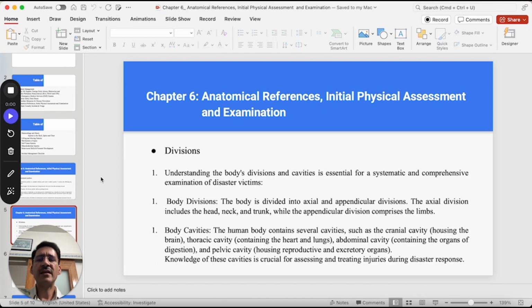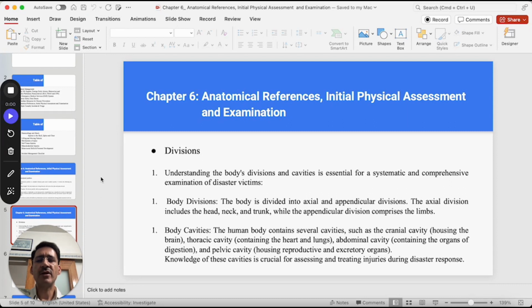Divisions. Understanding the body's divisions and cavities is essential for a systematic and comprehensive examination of disaster victims. Body divisions: the body is divided into axial and appendicular divisions. The axial division includes the head, neck, and trunk, while the appendicular division comprises the limbs.